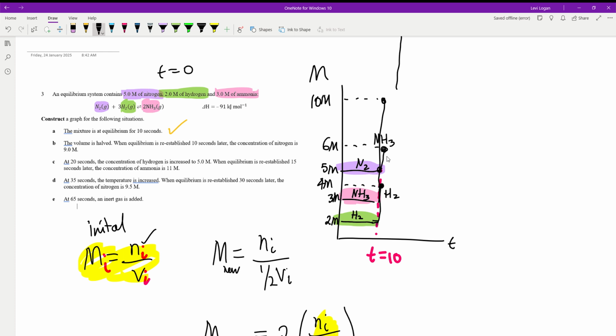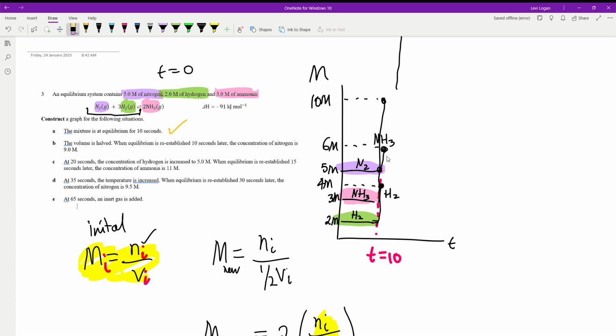Okay. If I halve the volume, it's going to shift to the side with the least number of particles. Now here we have 4 particles on this side. We have 3 hydrogen to 1 nitrogen. And on this side we just have 2 ammonia. Yes, it's exothermic, but that doesn't count as a particle in this case here.